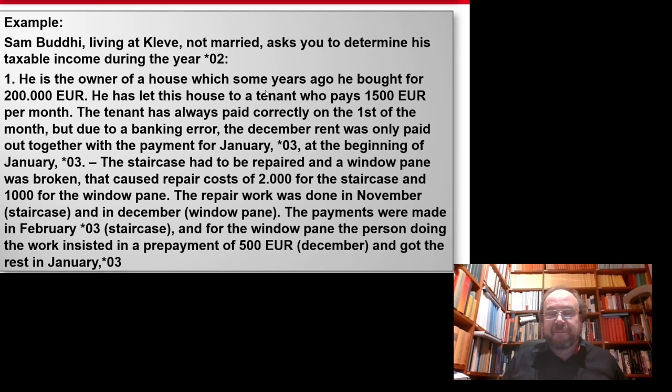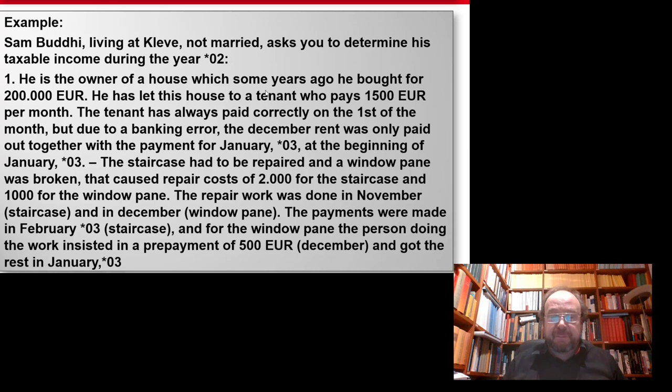And he is the owner of a house which some years ago he bought for 200,000 euro. He has let this house to a tenant who pays 1,500 euro per month. The tenant has always paid correctly on the first of the month, but due to a banking error, the December rent was only paid out together with the payment for January in '03 at the beginning of January '03.